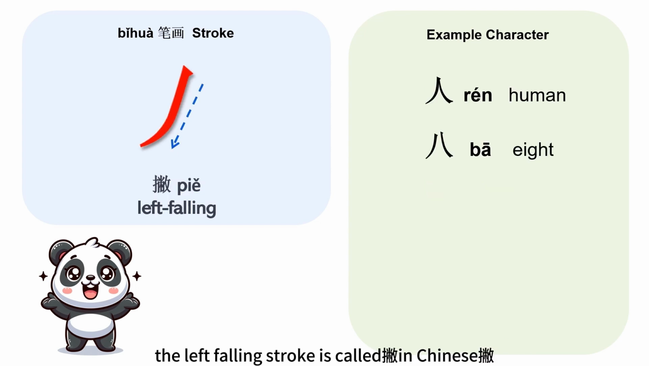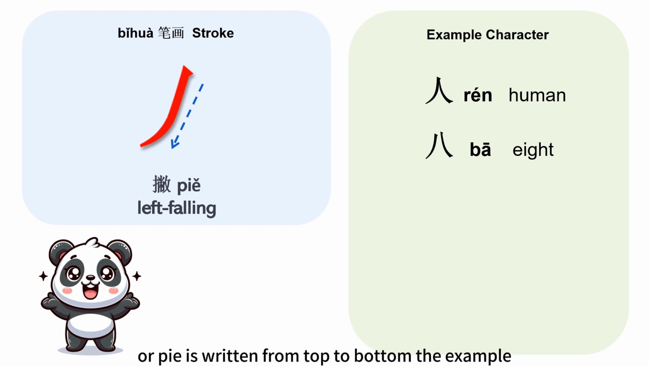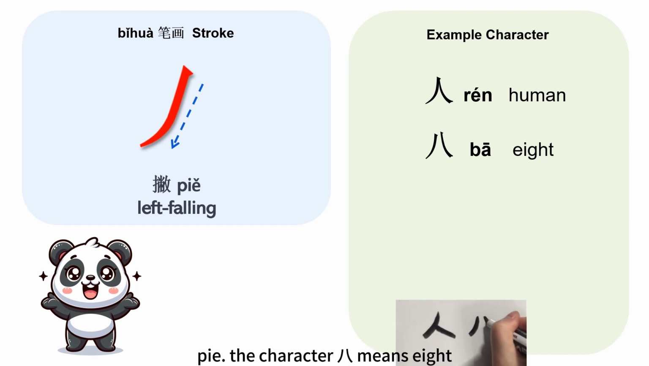The left following stroke is called 撇 in Chinese. The left following stroke or 撇 is written from top to bottom. The example character 人 means human. Its first stroke is left following 撇. The character 八 means 8. Its first stroke is left following too.